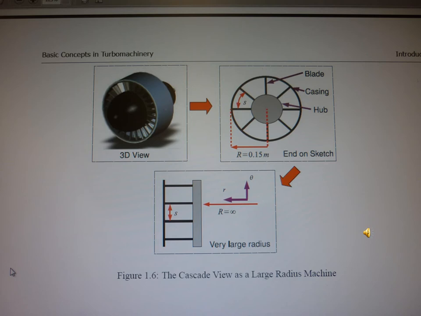View of this large radius machine. You can see the 3D view: the blade, casing, hub, and also the very large radius.